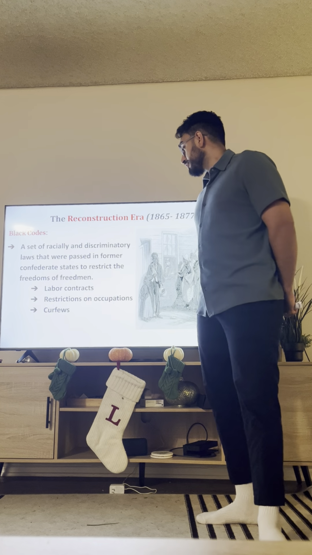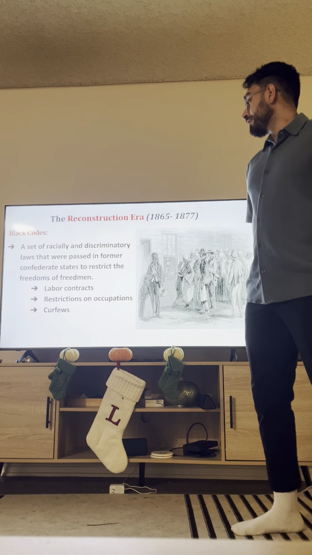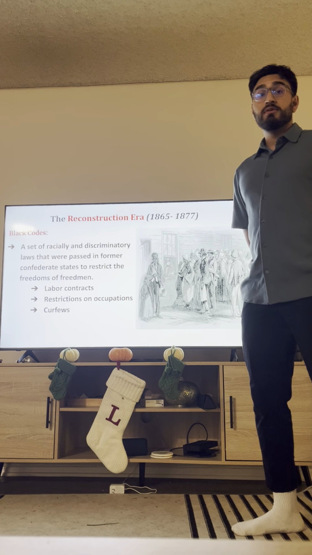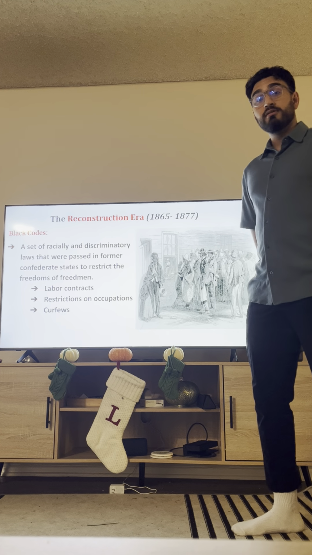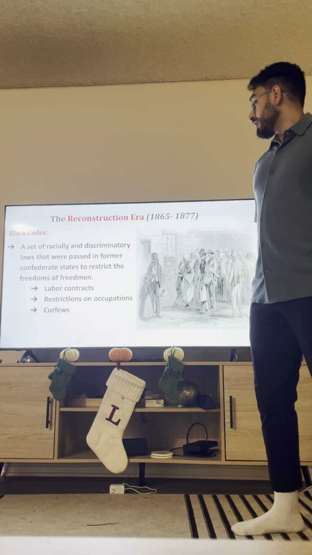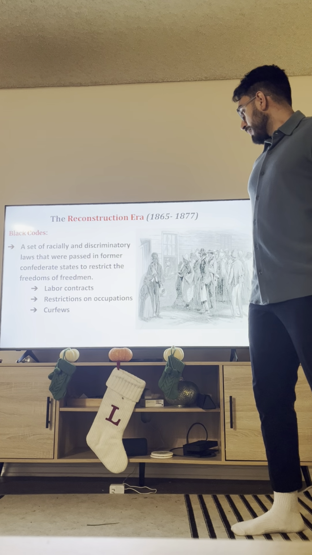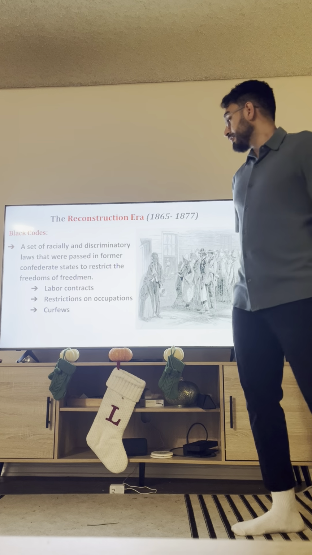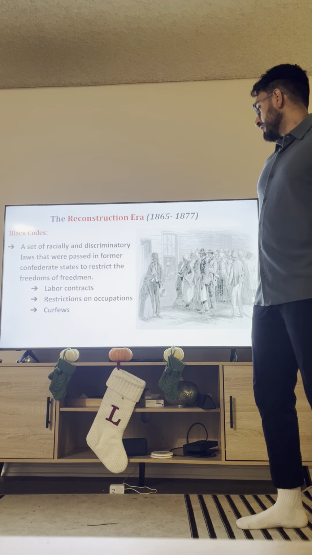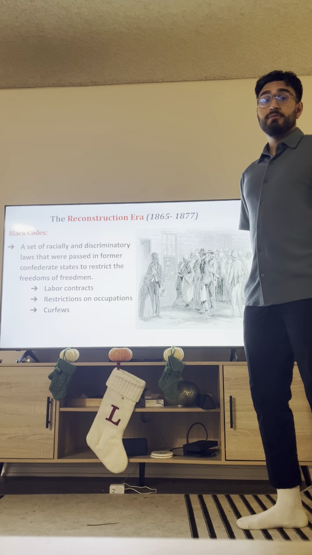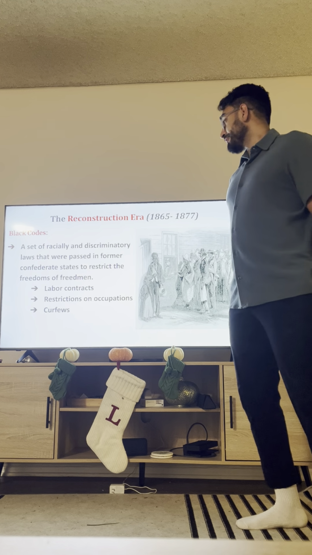Another big one is restrictions on occupations. Basically, African Americans were mostly restricted to jobs in agriculture and heavy labor, and they were restricted from having skilled trade jobs. Because of this, they had to rely on their white employers, and it was kind of like a form of slavery. The other thing we had were curfews. Basically, African Americans were not allowed out during specific hours of the day, and if they were caught during these hours, they were arrested and put in prison.